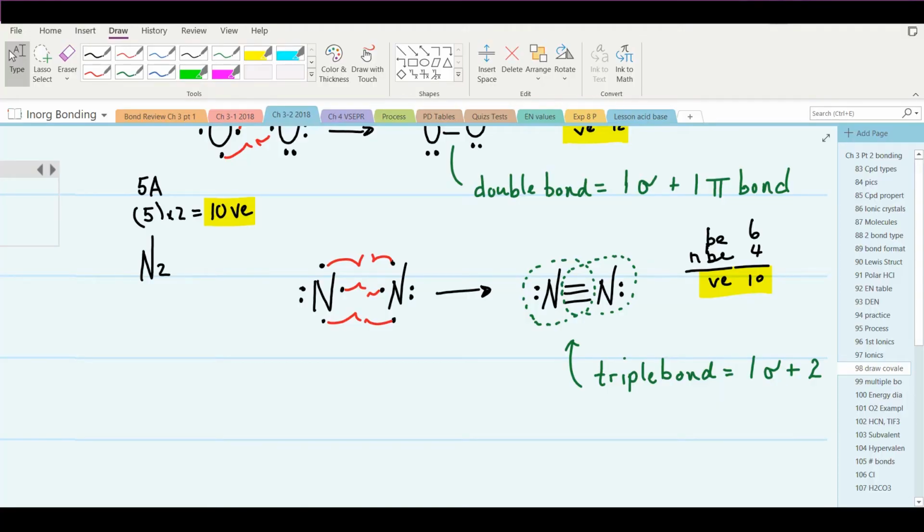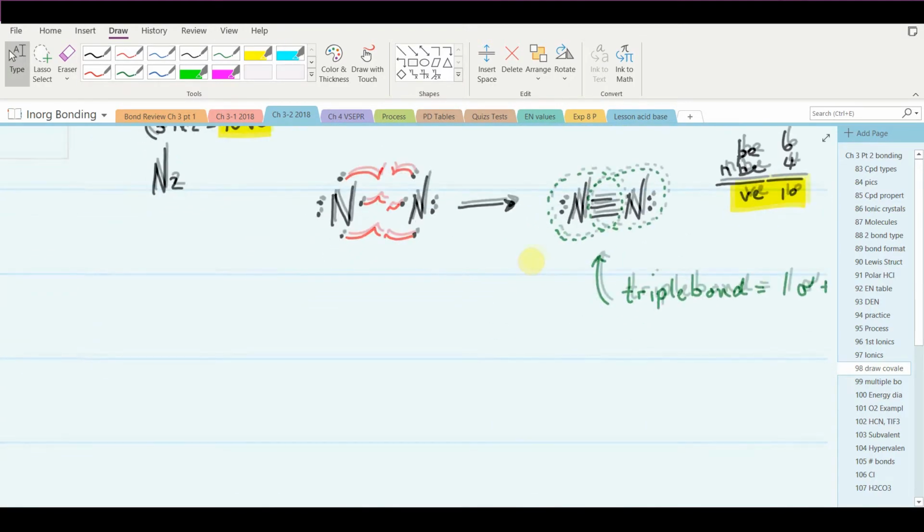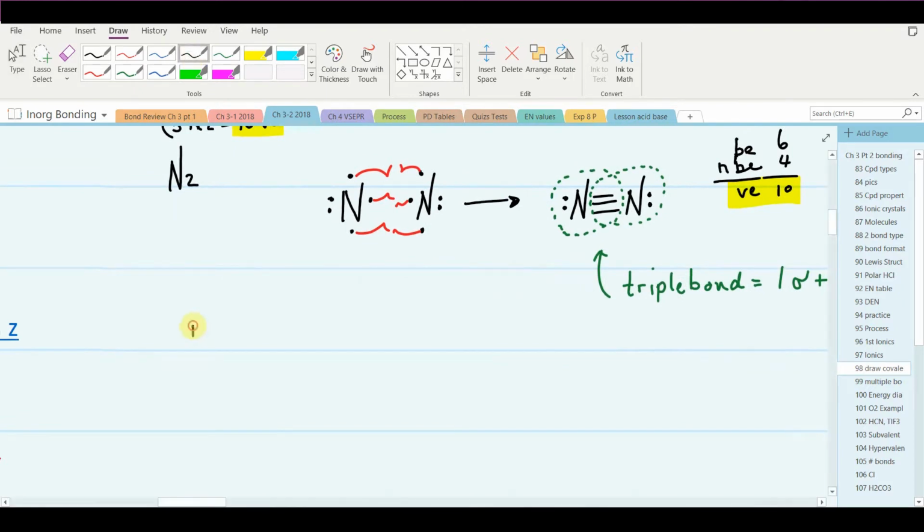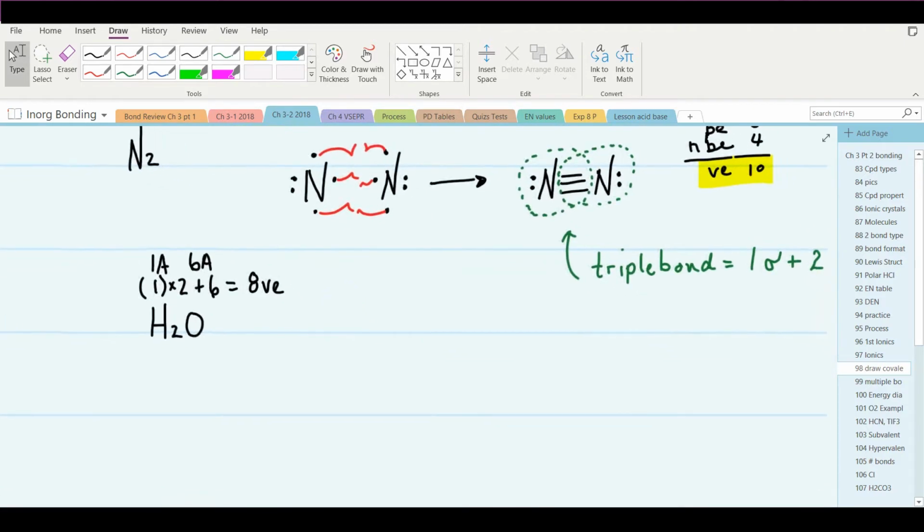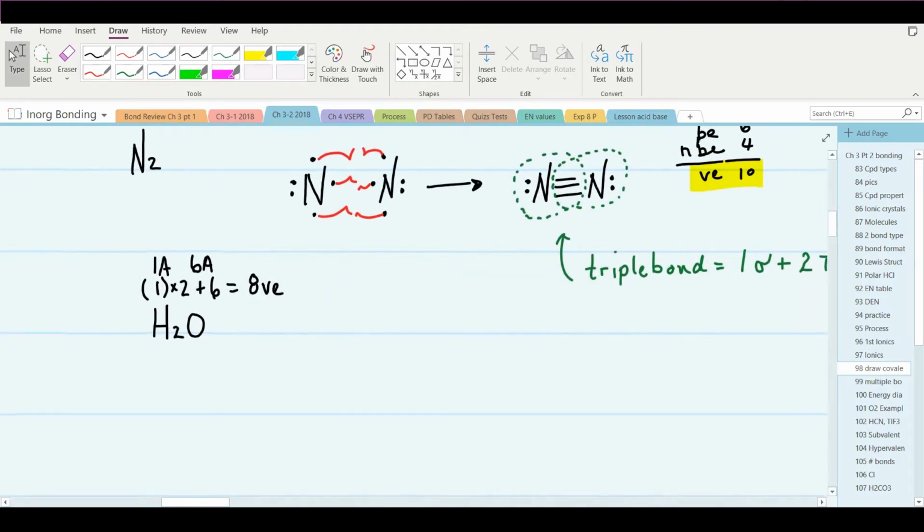The next molecule we want to draw is a water molecule. That's H2O. Hydrogen is in group 1A, oxygen in group 6A. Number of valence electrons, 1 times 2 for the hydrogens plus 6 is a total of 8 valence electrons. Now, this is the first time we have 3 atoms in a molecule. We need to know what is connected to what before we can determine the polarity of the bonds. So the question is, is water bonded like this? Or is it bonded like this?